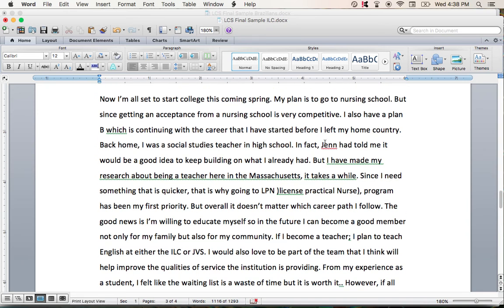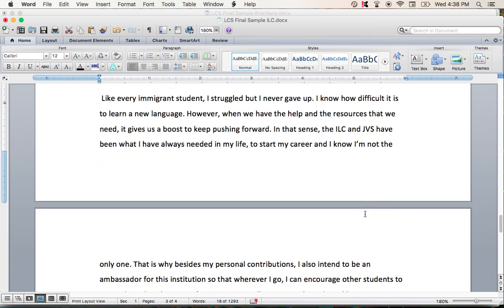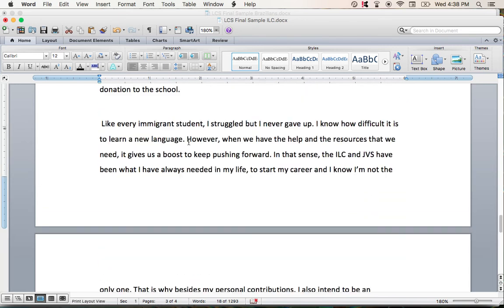He also talks about how somebody at the organization, Jen, encouraged him to pursue a career, to continue being a teacher. So in this paragraph, he's doing the future in connection with this subject. And then here's his last paragraph.